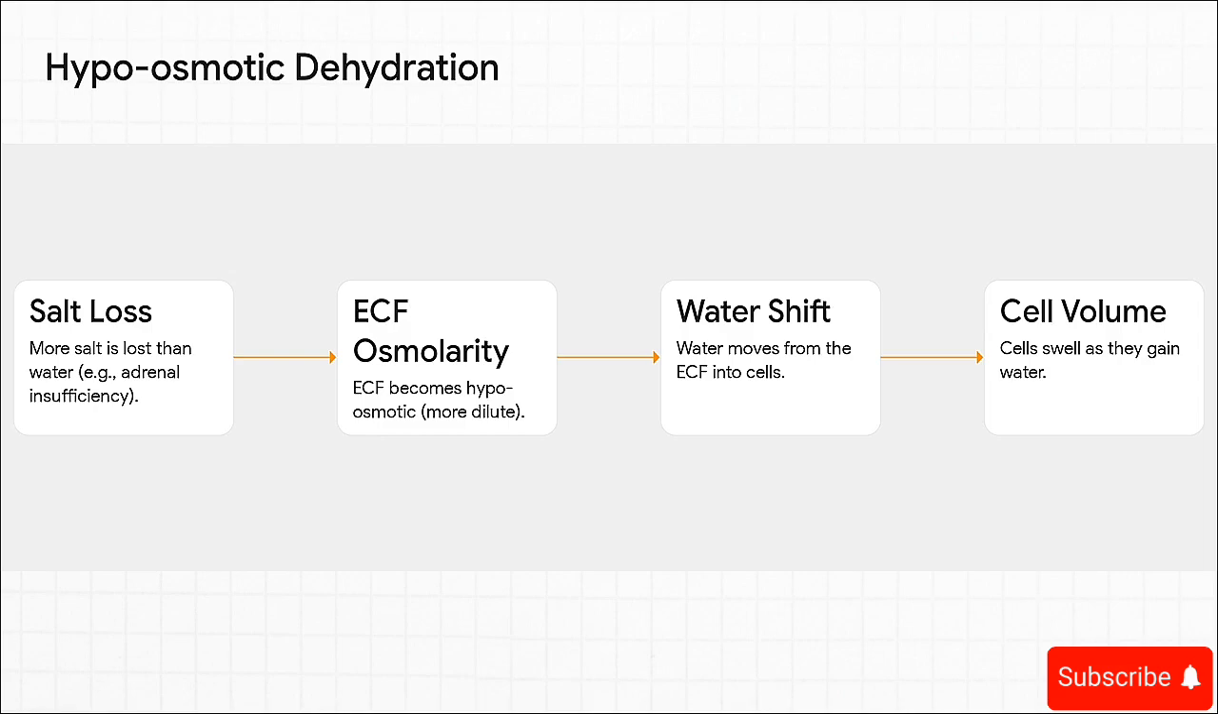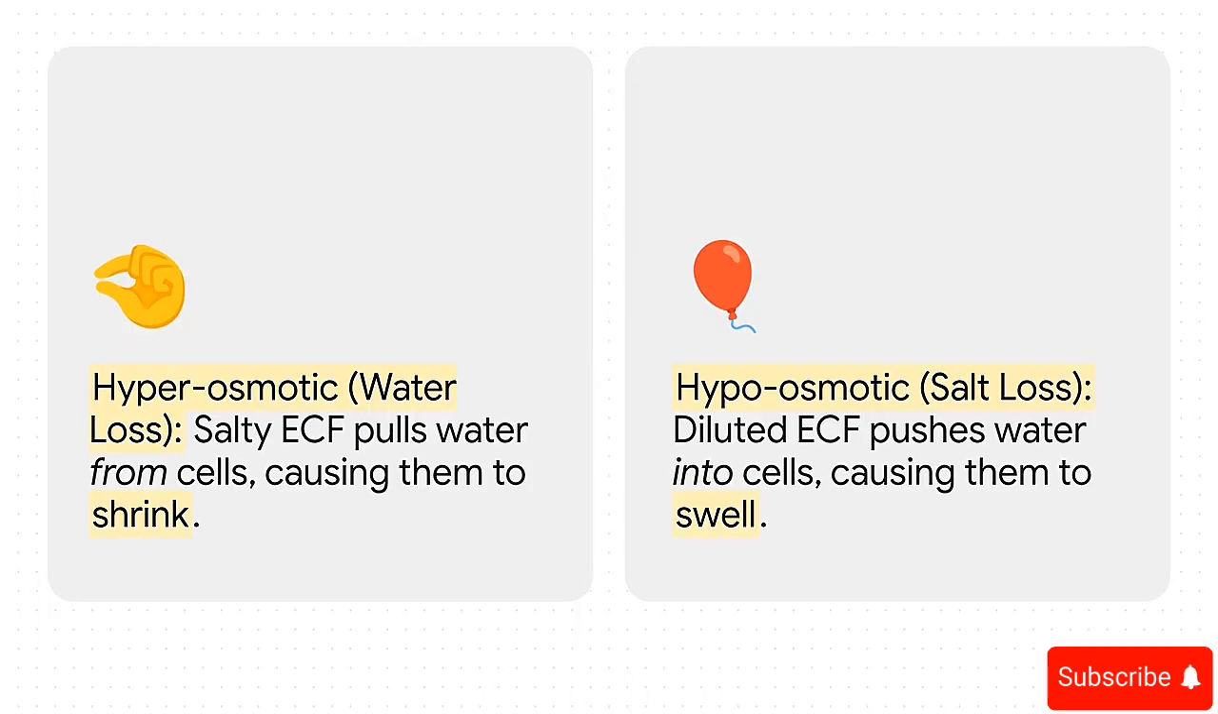It's completely counterintuitive. So here's the bottom line, and it's so important. The exact same problem, dehydration, can cause the complete opposite thing to happen to your cells. If you lose mostly water, like from sweating, your cells shrink. If you lose mostly salt, your cells swell. It all comes down to the tonicity of the fluid that's left behind. And this is exactly why chugging plain water isn't always the right fix for severe dehydration.